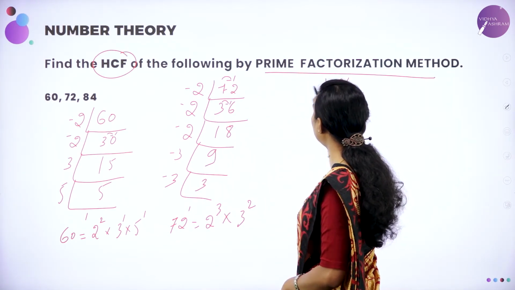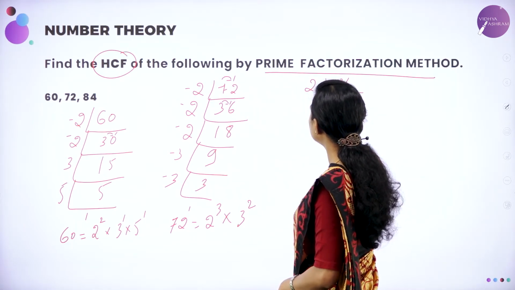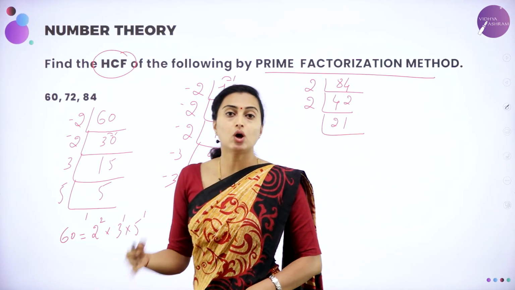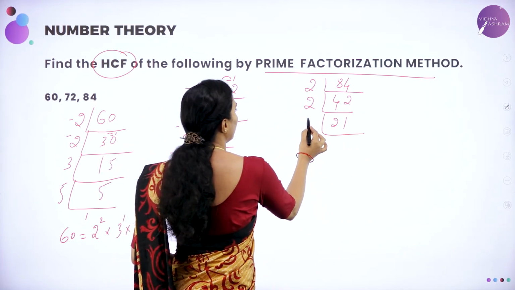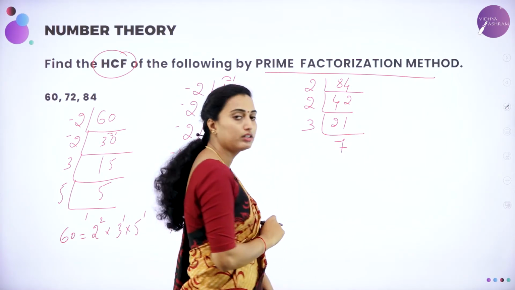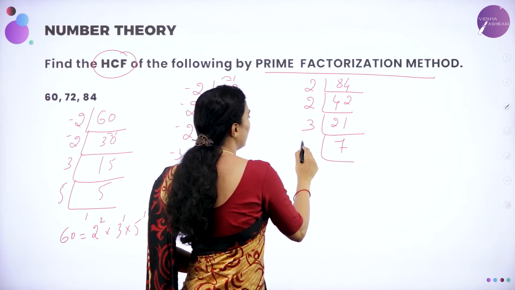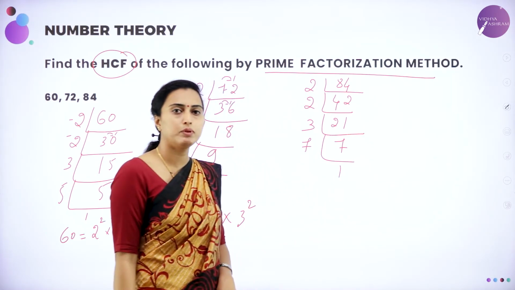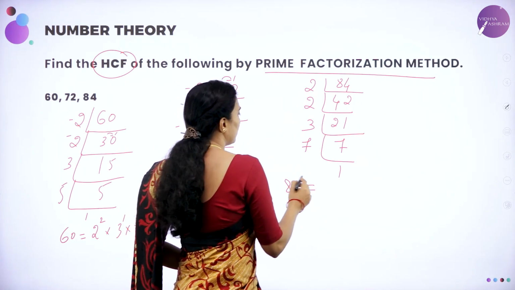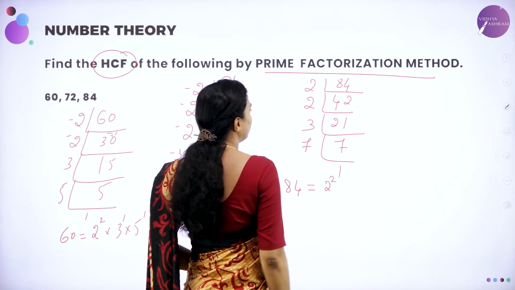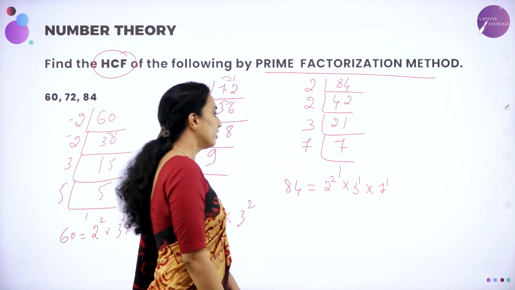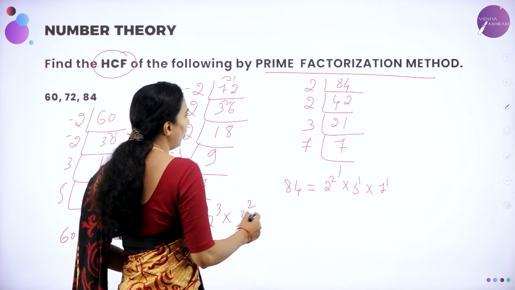Next we'll be moving on to 84. 84 again an even number. So 2 4s are 8, 2 2s are 4. Again 2 2s are 4, 2 1s are 2. Again 21 is an odd number which is divisible by only 3. So 3 7s are 21. Correct? So next you are going to have 7 is a prime number which is divisible by 1. So therefore 84 can be written as 2 squared into 3 only once into 7 power 1. Correct?